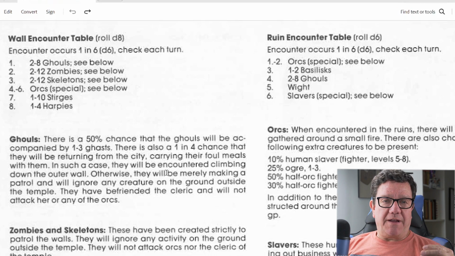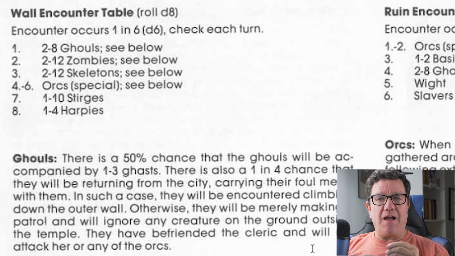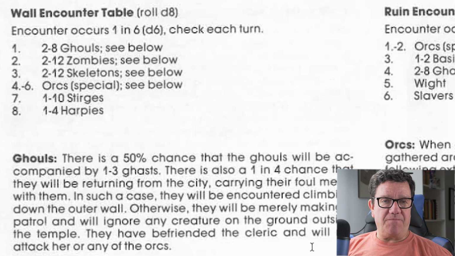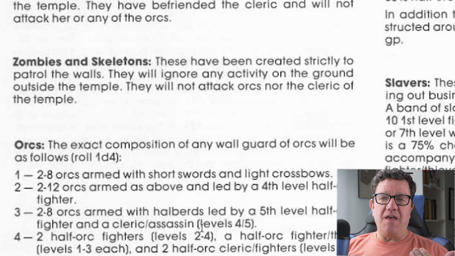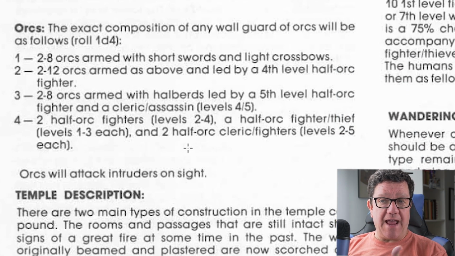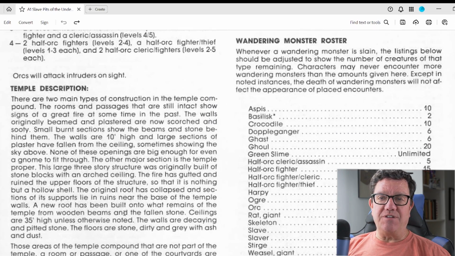Then they give you these random encounter tables, right? Where on a 1 in 6, that's the standard random encounter roll of those days, what you might run into: ghouls, zombies, skeletons, orcs, sturges, and harpies. This is just a ruined temple. Nothing good dwells there. They give you some ideas on the ghouls accompanied by ghasts, the zombies, the exact composition of the orcs, what they have: short swords and light crossbows, right? Or they have a 4th level half-orc fighter, right? You could have an assassin. This is when they had the assassin class in 1st edition.